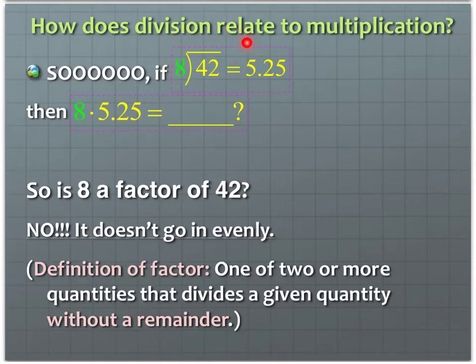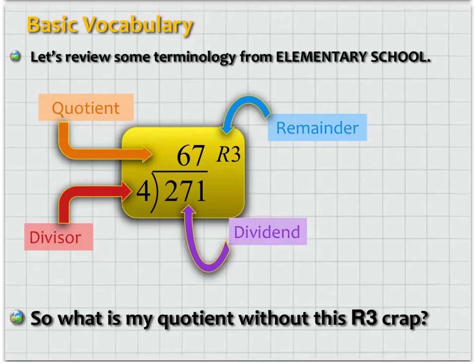Therefore, when I multiply 8 times 5.25, I should get 42. So division and multiplication are inverse operations of each other. So do you think that 8's a factor of 42? No, because it doesn't go in evenly, right? So the definition of being a factor is one of two or more quantities that divides a given quantity without a remainder. So that's the biggest deal. We cannot have a remainder if things are going to be factors.